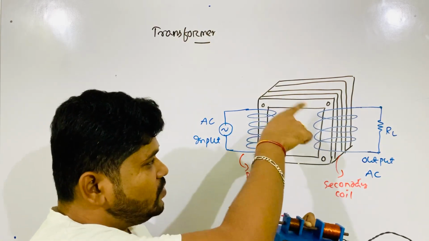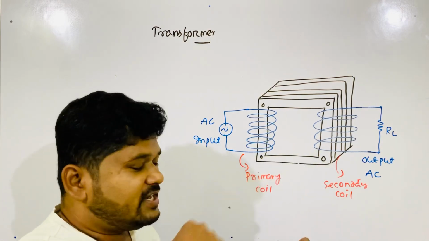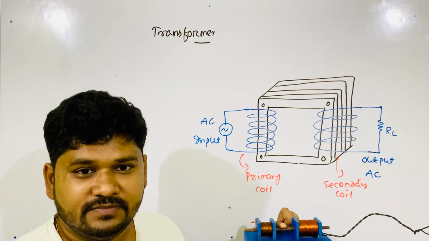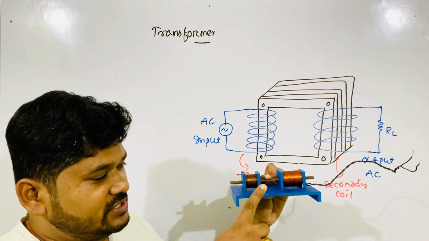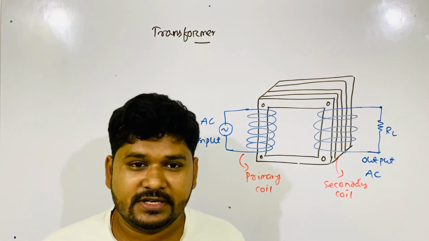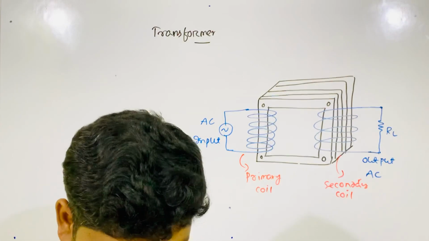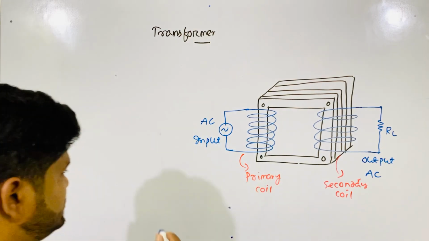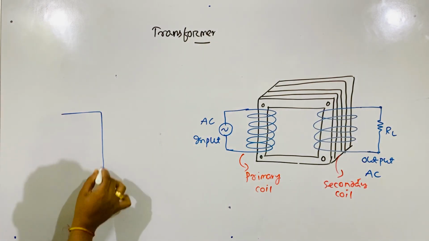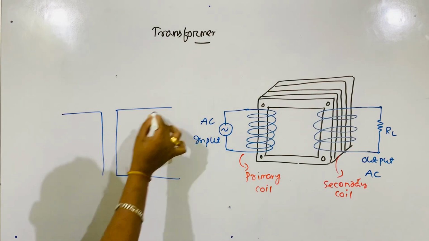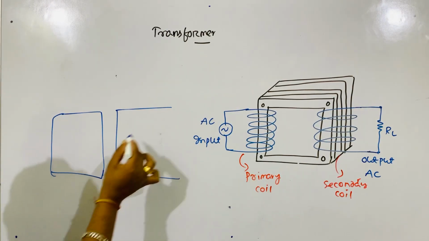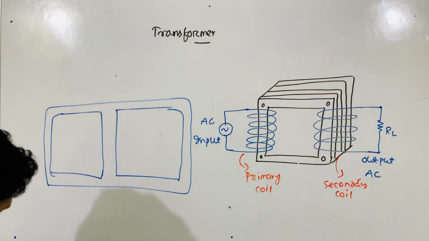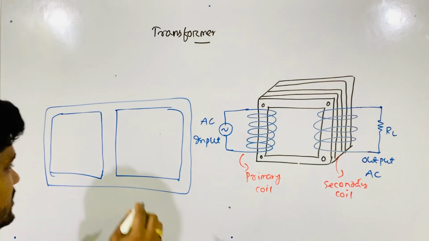Or on the same core, as in the figure I show, you can wind both on the same core. You can also do this type of arrangement. But you will find in some books another good figure, which is the actual proper arrangement on the same arm. Coils are wound on the same arm, one over the other.